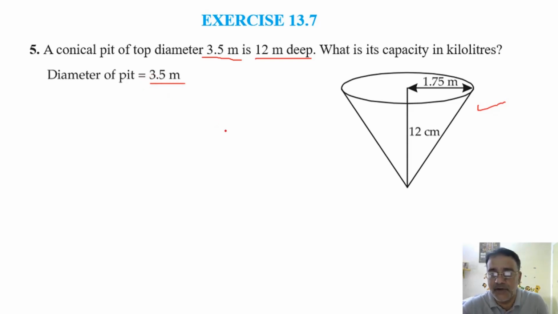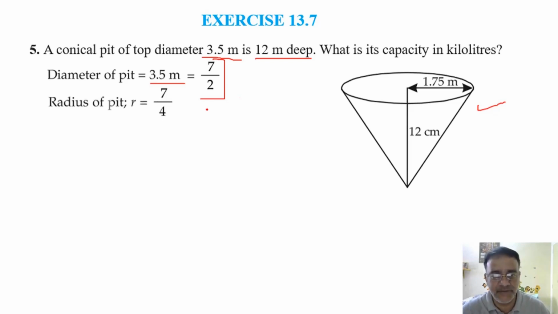How will you write 3.5 in terms of fraction? 35 by 100. No. 7 by 2. Right? Diameter is 7 by 2. So what will be the radius? 7 by 4. Right, very good. 7 by 4. So I'm going to take radius as 7 by 4. Okay, not 1.75. Okay, so now the depth of the pit is also given 12 meter.